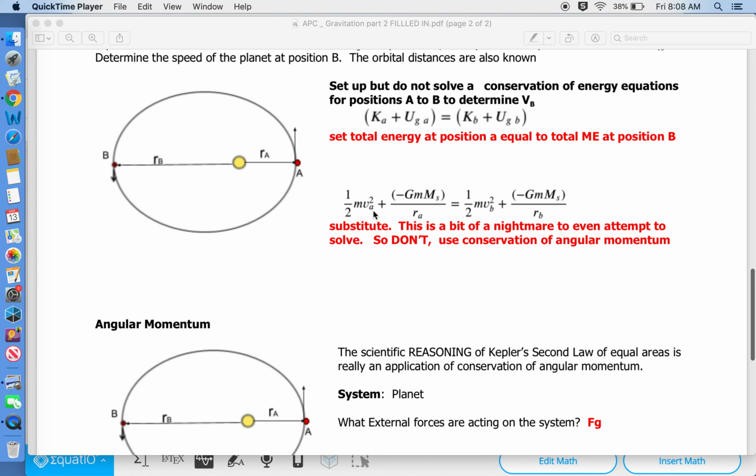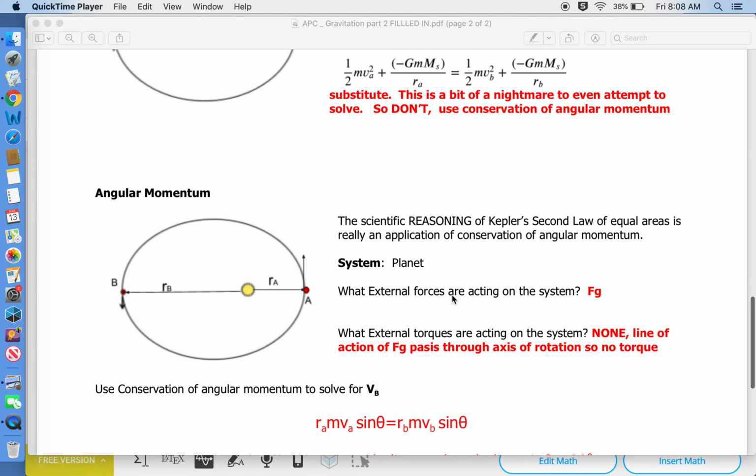Substitute in our expressions for kinetic energy and for gravitational potential energy, and you can see if you were asked to solve for, say, the velocity at A, given this velocity, it's a bit of a nightmare. You could do it, but it's not that easy, so you don't. What you do want to use is conservation of angular momentum.